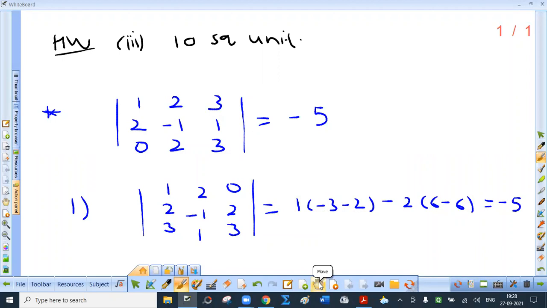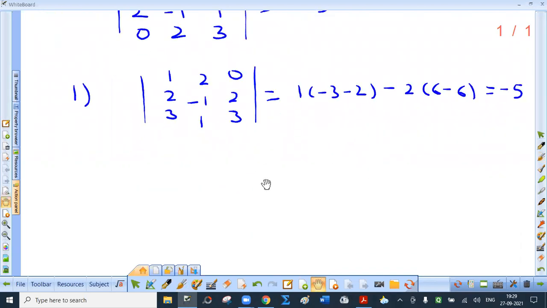Okay. Now the second property, but before that, one more conclusion. From this, it is clear that we can expand a determinant with the elements in the first column also. In fact, we have seen that we can expand a determinant with any row or any column using that cofactor property. Not only that, the properties which are true for rows will be true for columns also. Okay. Now, second property.